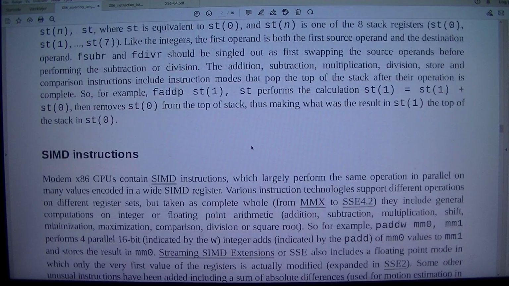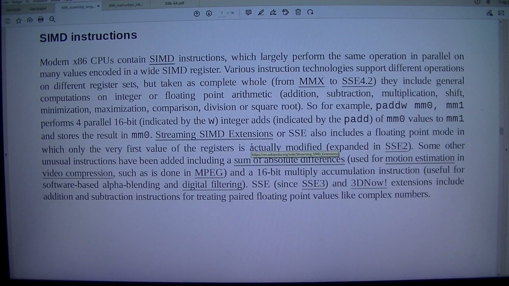SIMD instructions. Modern x86 CPUs contain SIMD instructions, which largely perform the same operation in parallel on many values encoded in a wide SIMD register.